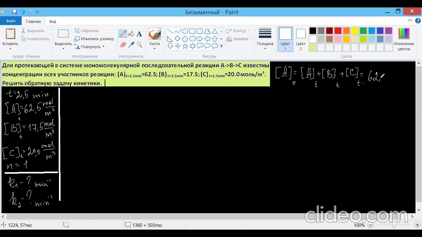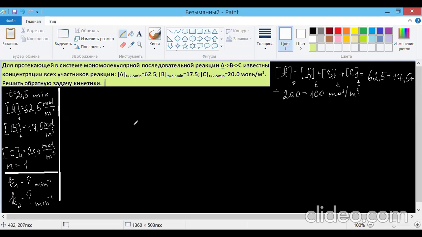So 62.5 plus 17.5 plus 20.0, and we've got 100, right? Yeah, and we've got 100. 100 moles per cubic meter. Okay.